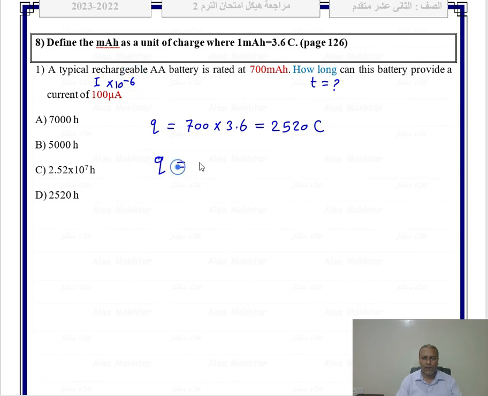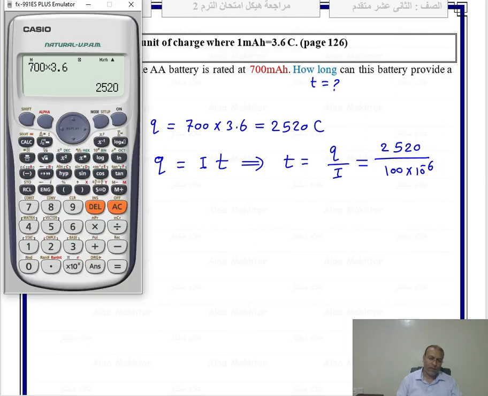Q equals I times T, then T equals Q over I. Q is 2520, I is 100 multiplied by 10 to the negative 6. We use the calculator.